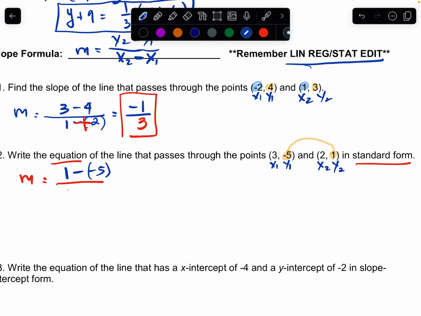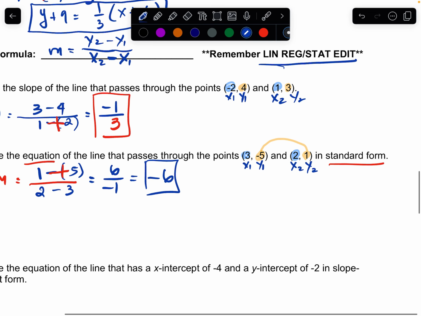And this is going to be 2, my x's, right? These are my x's, the 2 and the 1. So I'm going to go here and say 2 minus 3. And that's equal to, again, going back, negative and a minus becomes plus. So this becomes 1 plus 5, and that is a 6. 2 minus 3 is a negative 1. So this is a negative 6. This is your slope.